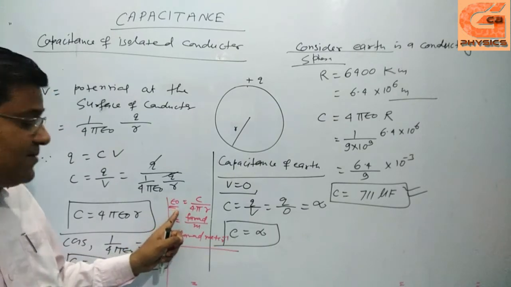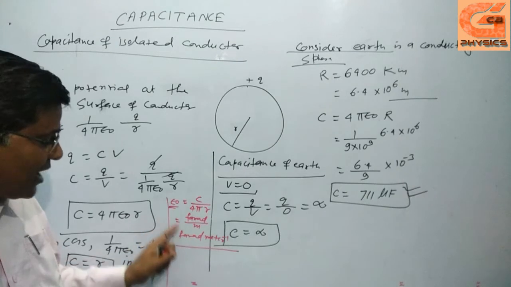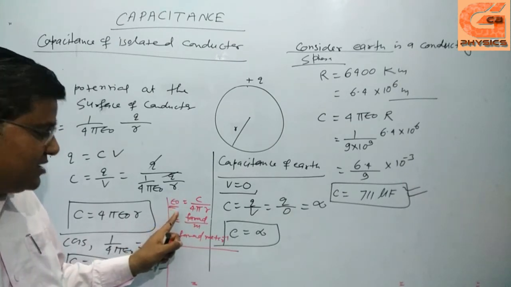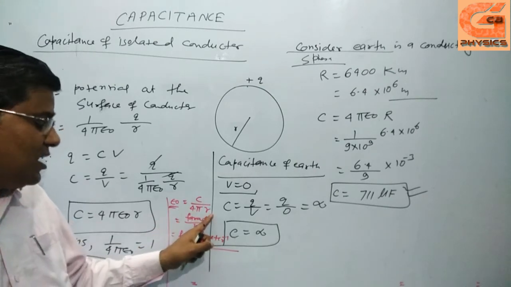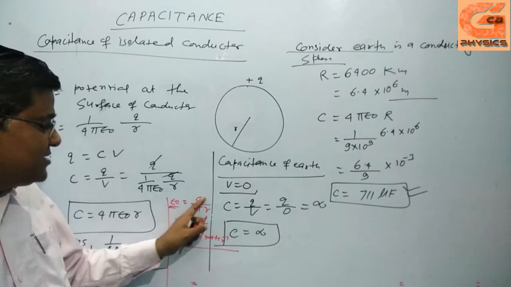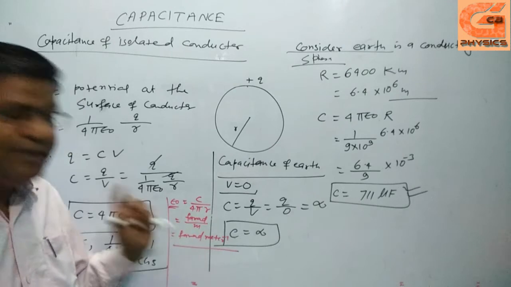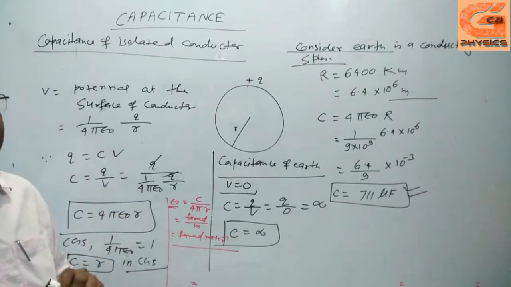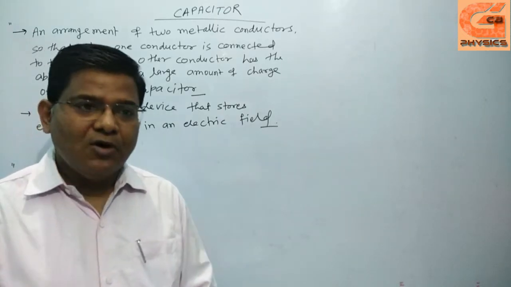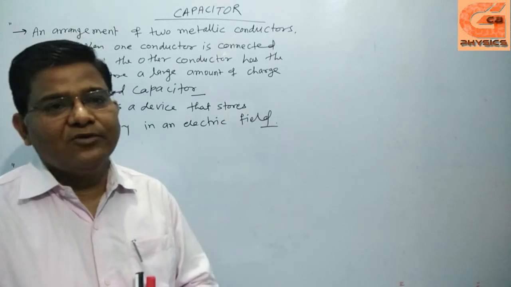Epsilon naught is C by 4 pi R. 4 pi is a number, it has no unit, and C is in farad, R is in meter. That is why farad per meter is the unit of epsilon naught. This is very important for the objective purpose. The capacitance of an Earth-like object is only 711 microfarad.